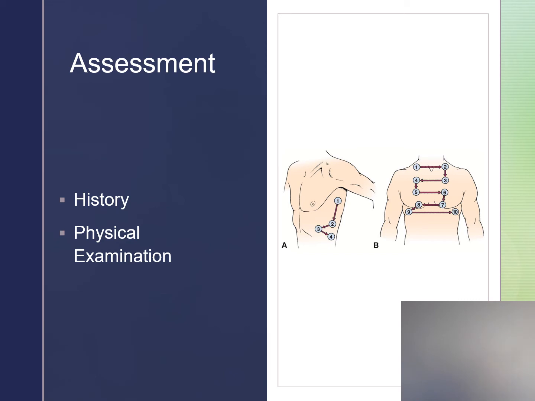Friction rubs will be heard as crackling or grating on inspiration and expiration, and these will occur in the client with pleural inflammation. And the last one is stridor. Stridor is going to be a sound that we hear when we have a significant airway obstruction and very little to no air is getting past this obstruction. And it sounds kind of like this.